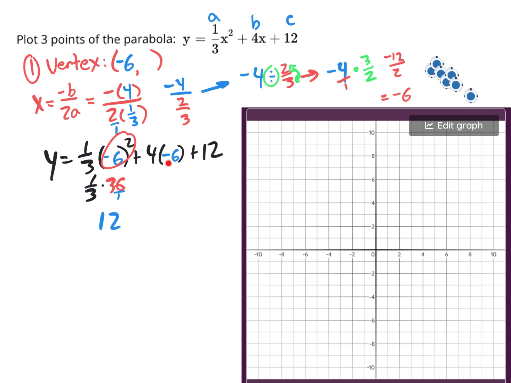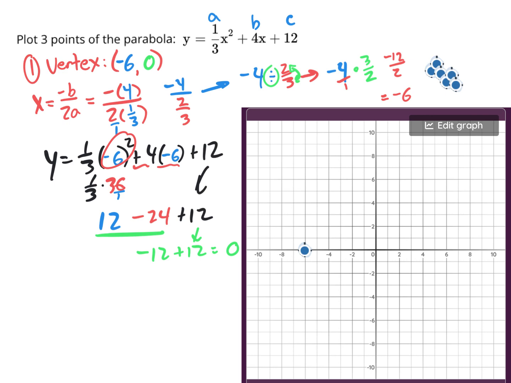And then you have a +4 times a -6. That's a -24, right? And of course, you could bring down that plus 12. So from left to right, 12 take away 24, that's -12, and -12 plus 12 that comes down, that'll be 0. So our vertex has a y value of 0. So let's plot that point, the location -6, 0. That would be -6, and you don't go up or down, that's right on the x-axis itself.